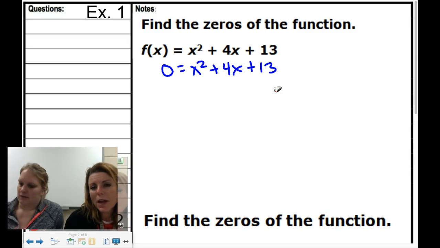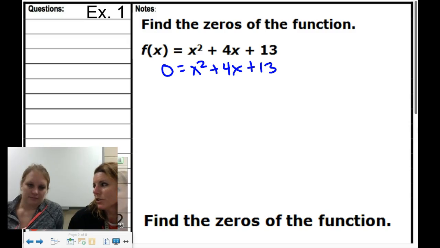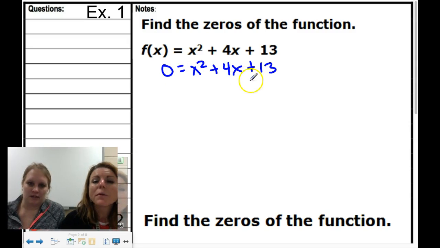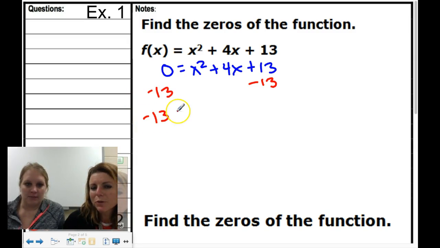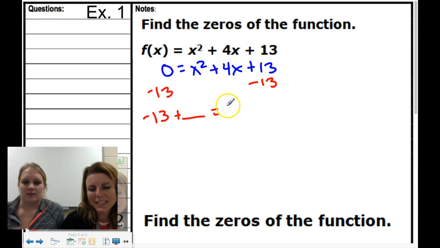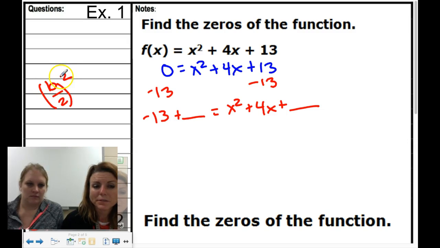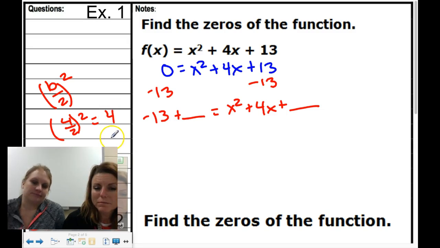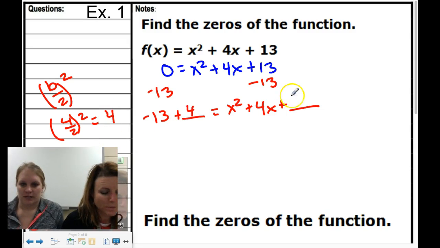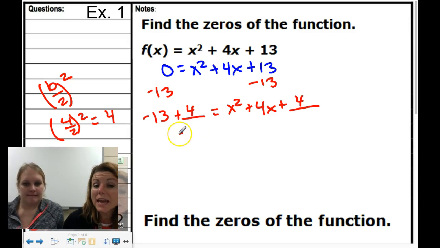So if you can't factor, your next option is completing the square. So that's all of our x's on one side. I'm going to subtract the 13, so I get negative 13. And remember, I'm going to add something, equals x squared plus 4x plus something. That something, remember, is b over 2 squared. We know that b is 4. So 4 over 2 squared is just 4. That's what we're adding to both sides. So negative 13 plus 4 is negative 9.